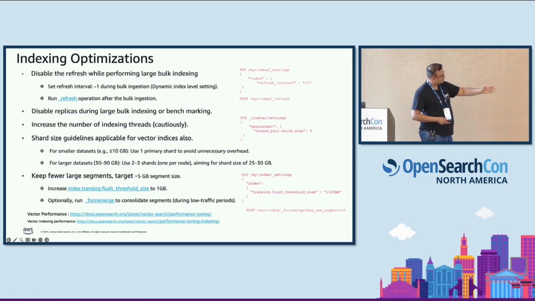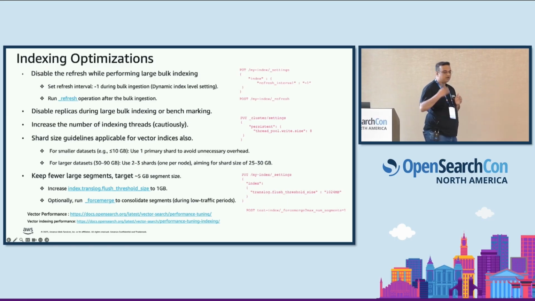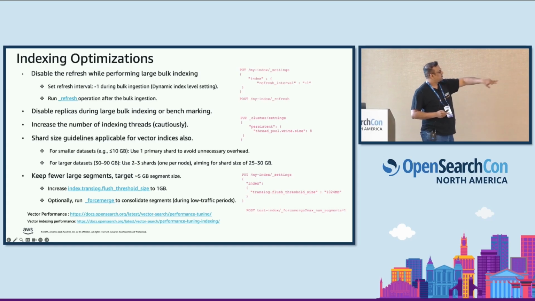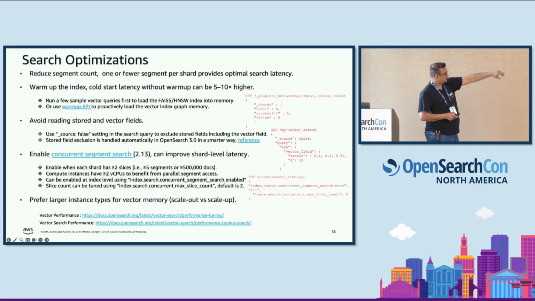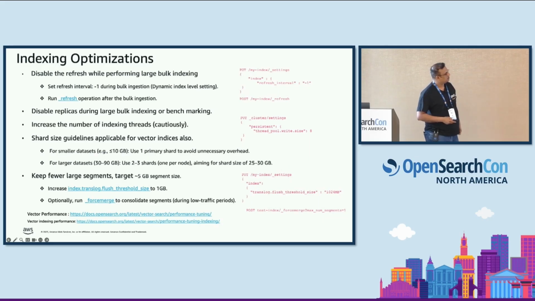And it can be implemented by performing force merge periodically during off-peak hours to merge smaller segments into larger segments, and also by increasing the flush threshold size. You could see some examples on the right side of how we could quickly do this.